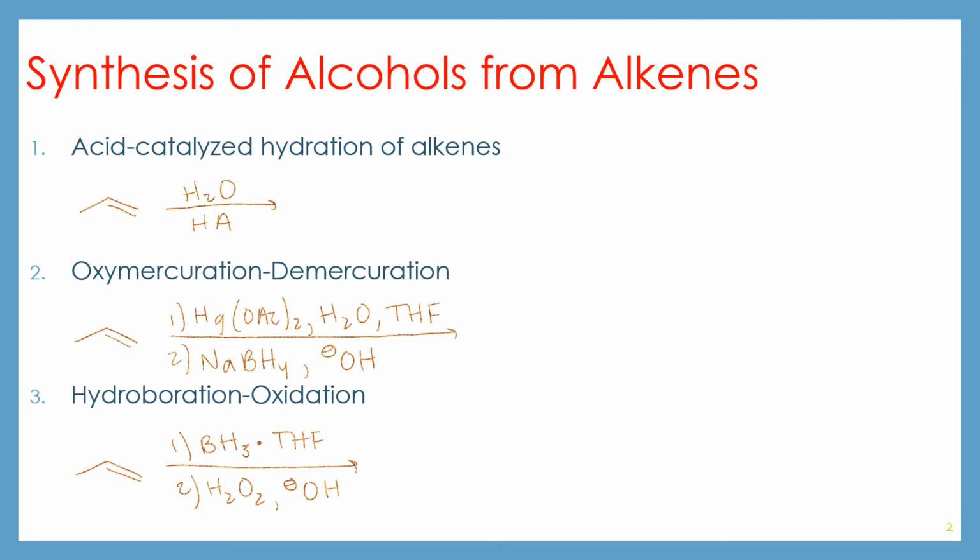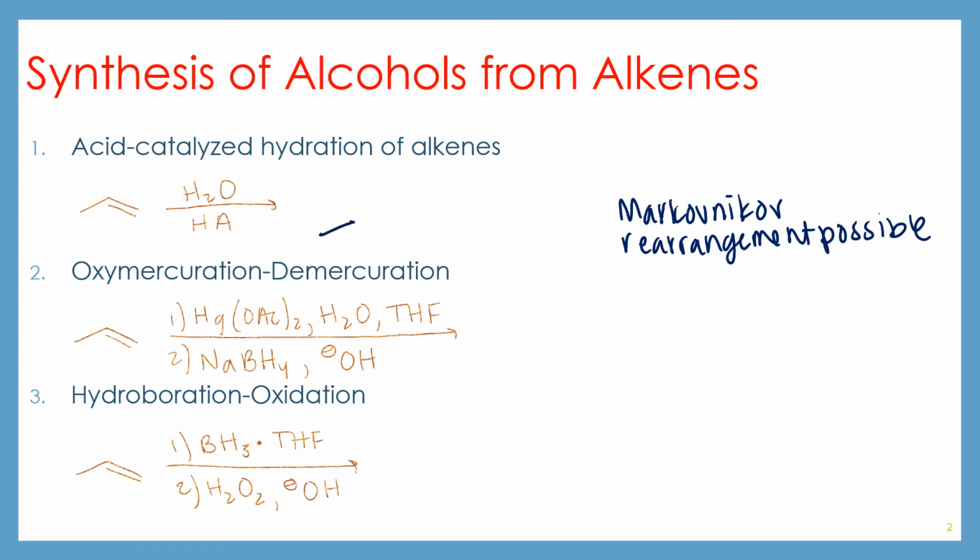So a reminder, the acid catalyzed hydration of alkenes is one way to make an alcohol. You have to be careful with this. Remember that this is going to be Markovnikov addition and that rearrangements are possible. And our product here would be the more substituted alcohol.